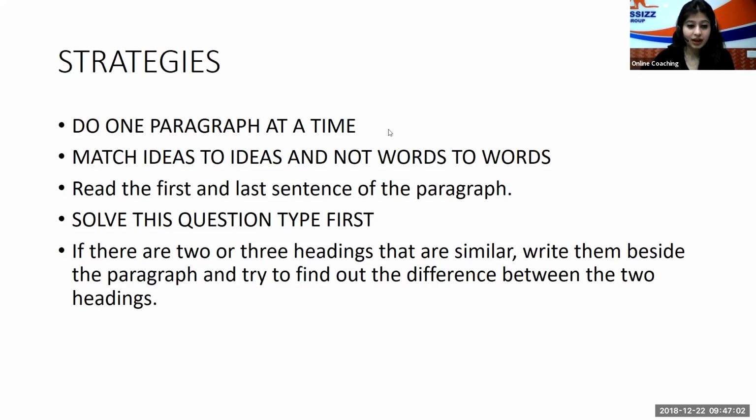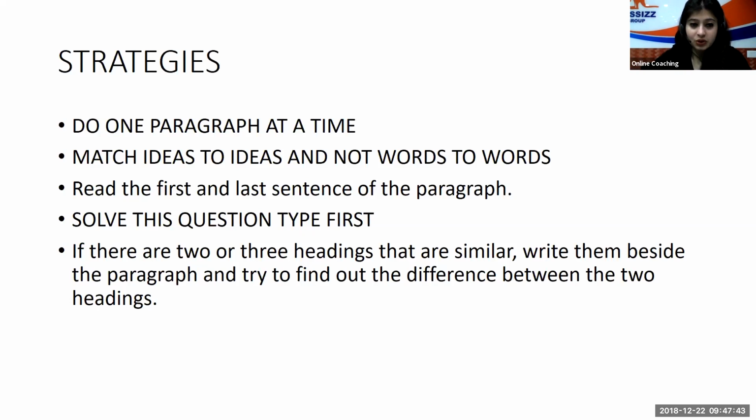Now moving ahead. If there are 2 to 3 headings that are similar, write them beside the paragraph and try to find the difference between them. This simply means that whenever there are 2 close answers, you always pick the one that gives a broader perspective. Write this down: for headings, you always go for the broader perspective. With true, false, not given and MCQs, you go for the narrow, point-specific answer. Again, I'm repeating this rule. For headings, you always go for the broader answer, the heading that covers all of it, not one that points out one specific thing. But for true, false, not given and for MCQs, you pick something extremely point specific.